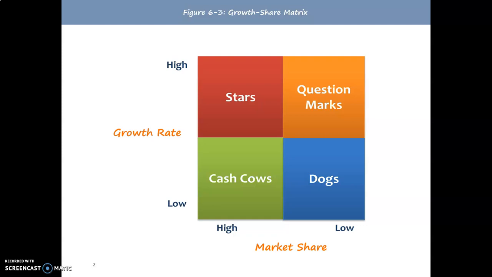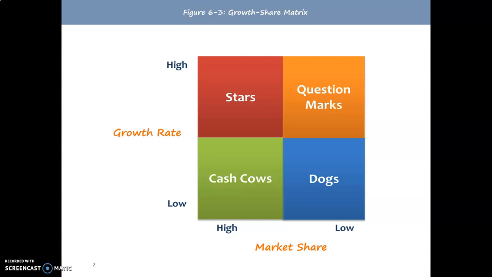The BCG philosophy is that you invest in question marks or stars. Question marks are generally newer products that haven't caught on. As you see, they have lower market share. And if we can do either experiments or some type of change in them, re-engineering or whatever, we might be able to jumpstart and get them over to higher growth rate, and therefore higher market share, and be able to be the next stars.